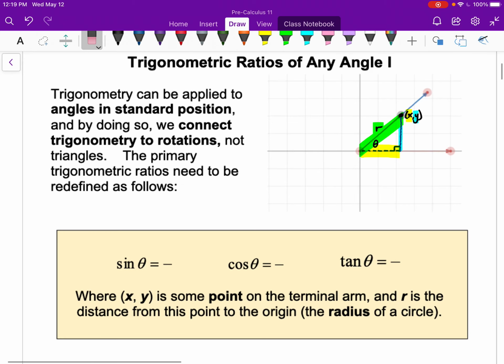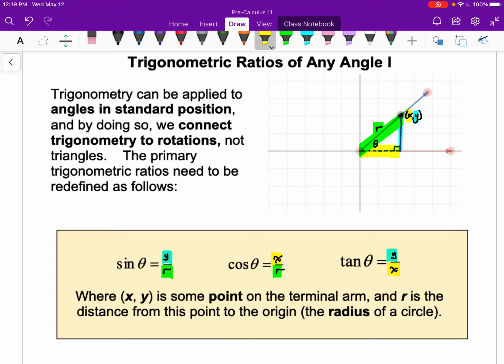But I can now redefine sine as y over r. But again, y is a coordinate of some point on the terminal arm, and r is the distance of that point to the origin. Cosine, if I did something similar, would be the adjacent side of the angle over the hypotenuse, or in this case, x divided by r. And tangent would be y over x. And so what I have here are different, but very related to what we learned before, definitions of sine, cosine, and tangent.